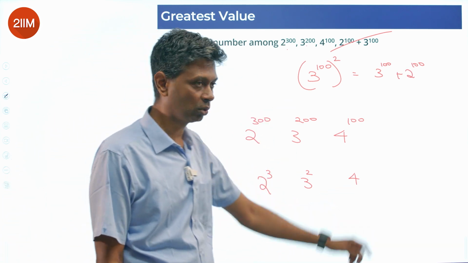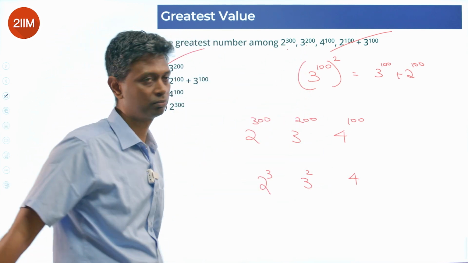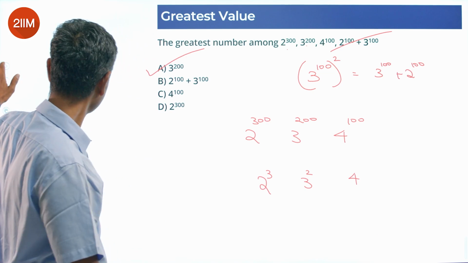This is 8, 9, 4. Highest is 9, 3 square, 3 power 200 is the highest.